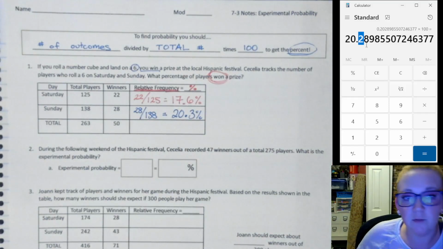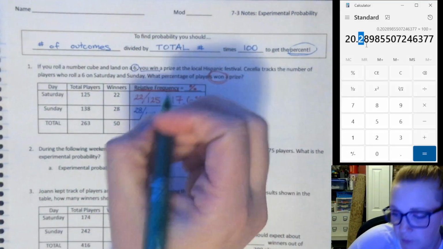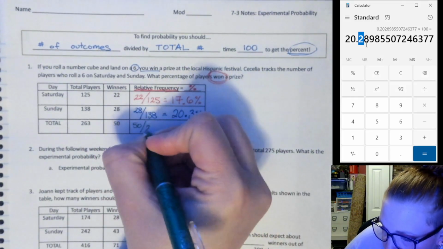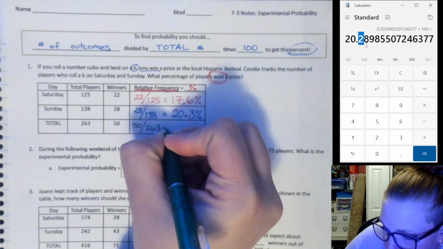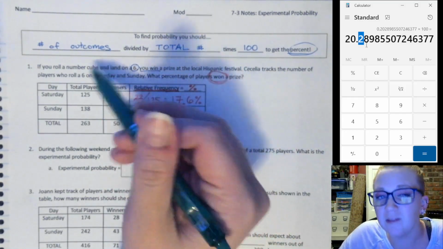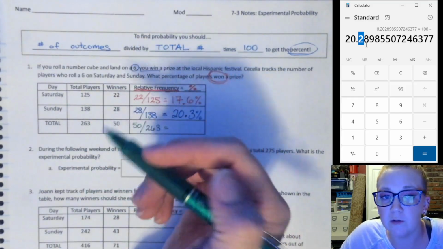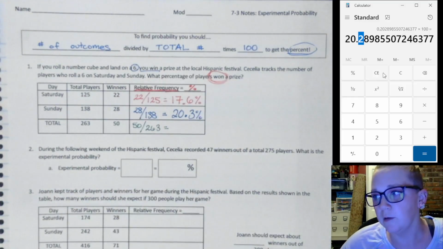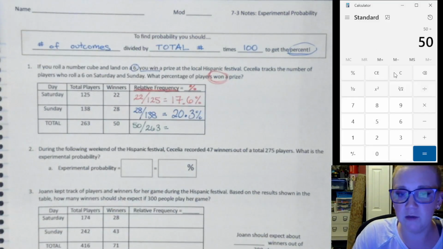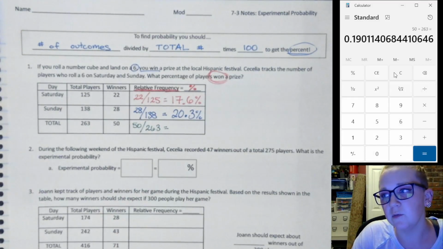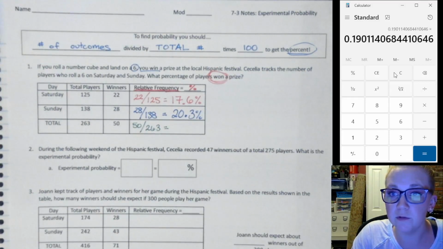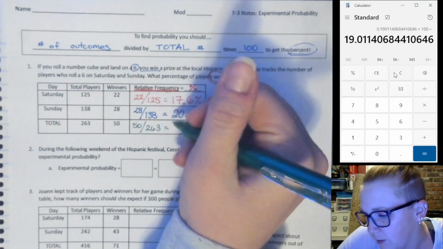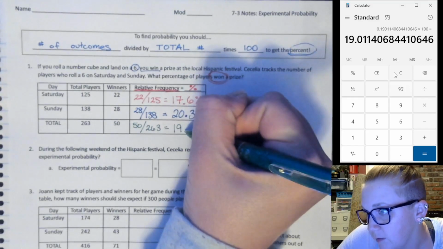Now we have to do the last one, the total. For the total, 50 people won out of the 263 people that played, and that's for the entire weekend. So that percentage is 50 divided by 263. We get that, and again we still have to multiply by 100. So there's your percent. Our percent is 19 point.